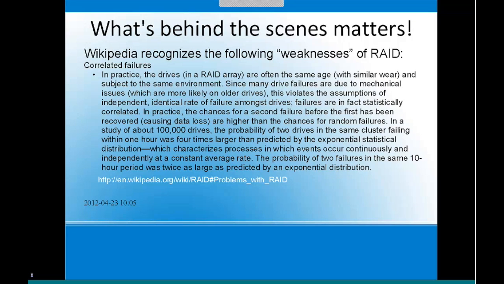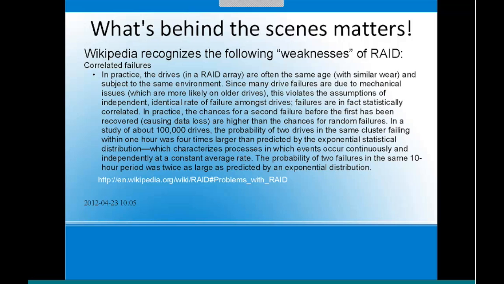Okay, Wiki says these are the weaknesses of RAID5. Correlated failures. In practice, the drives of a RAID array are all the same age and are all similarly used, right? You installed all your drives at the same time when you bought your array, except for the ones that you've replaced already, and they're stored in the same environment, they live under the same temperatures, they've all experienced the same load, okay? That means they're all likely to fail at the same time.